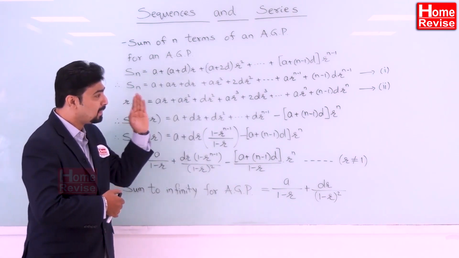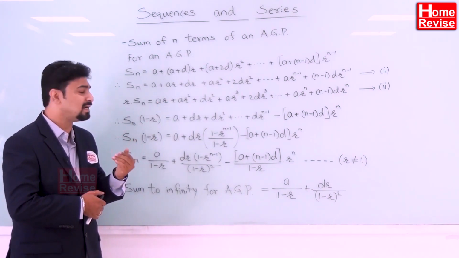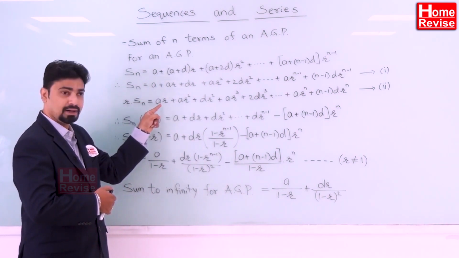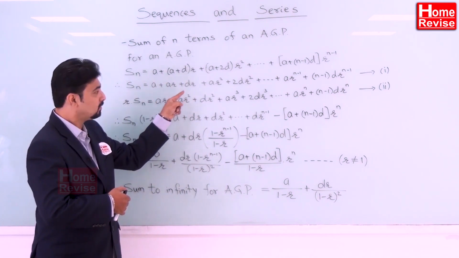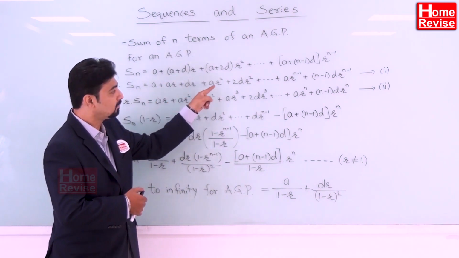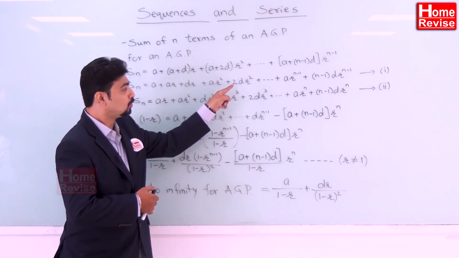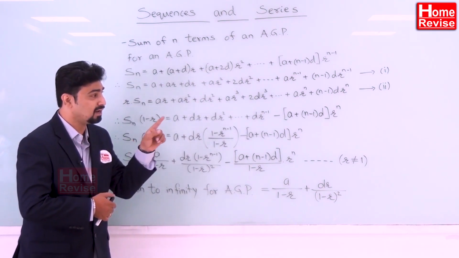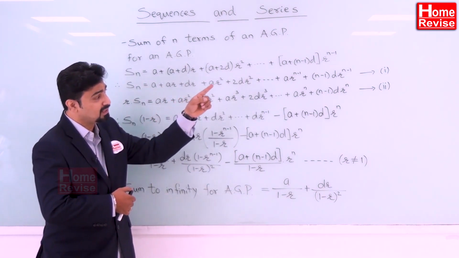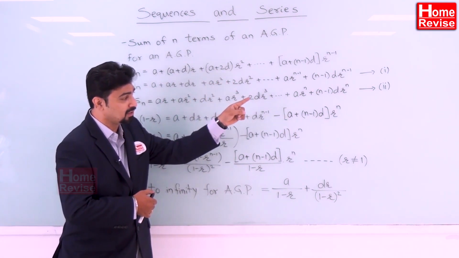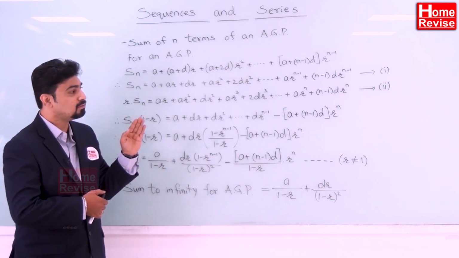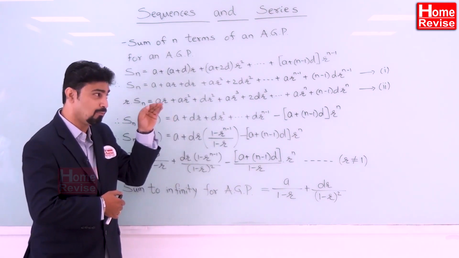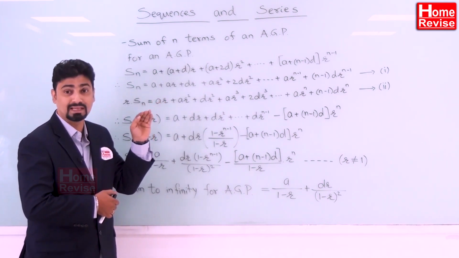Thereafter, I multiply this equation on both the left and right hand sides by r. So r into Sn will be equal to ar square, dr square, ar cube, twice dr cube, plus ar raised to n minus 1 will become ar raised to n, and (n minus 1) dr raised to n minus 1 will become (n minus 1) dr raised to n. This I say as my second equation. Now what I do is I subtract second from first, that is equation 1 minus equation 2.